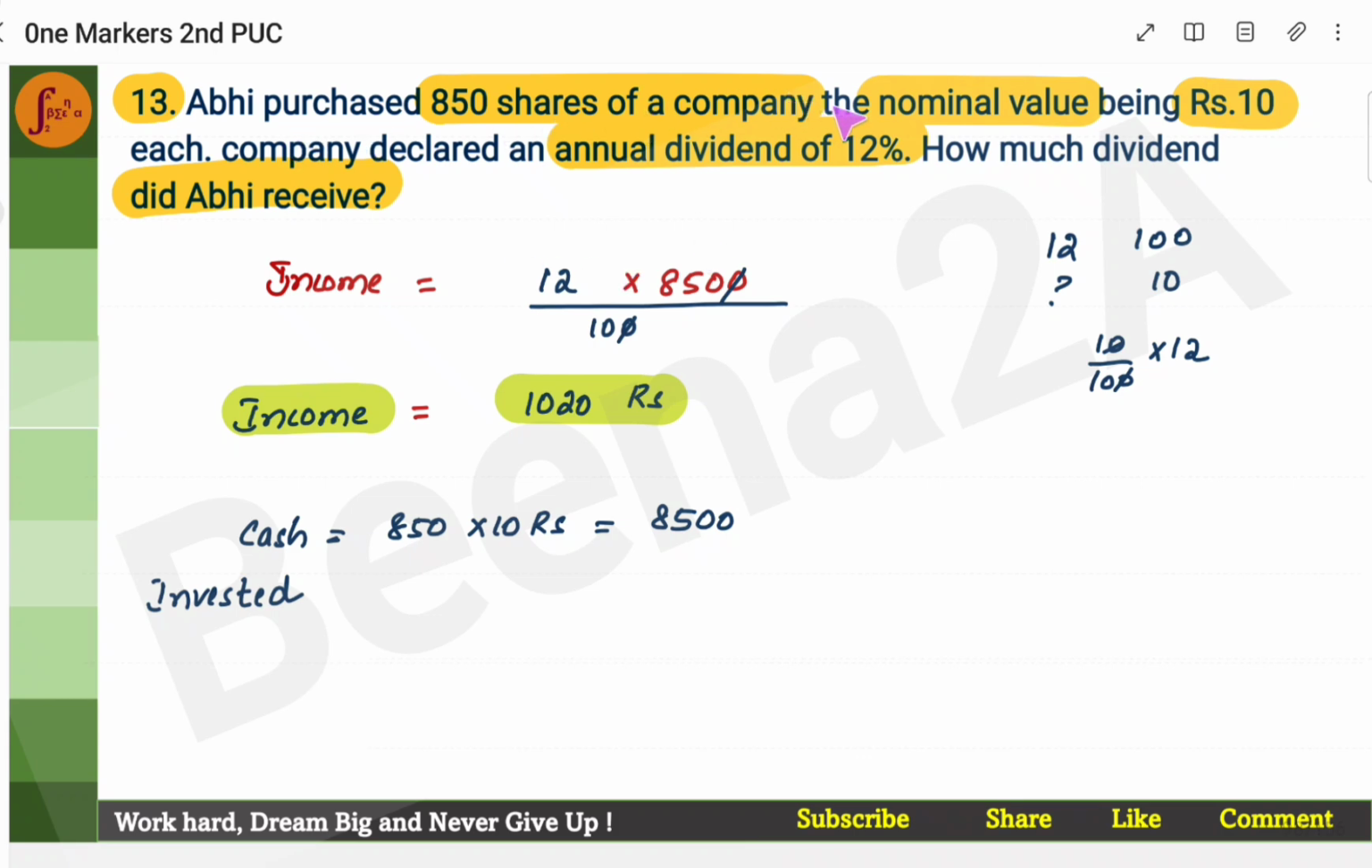Abhi purchased 850 shares of a company. The nominal value is 10 rupees. That means at 10 rupees he bought 850 shares. So what is the total share value? 8,500 rupees, right? 850 into 10 rupees. 8,500 is the share value.